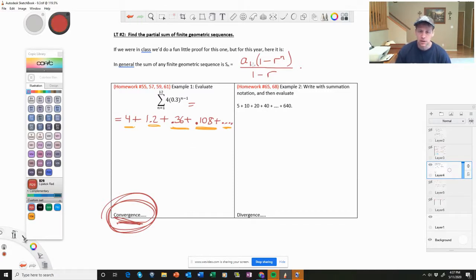Let's use our formula here, which unfortunately I did not have time to derive for you. But the sum of the first 12 terms is going to equal the first term times 1 minus r to the 12th power, divided by 1 minus r. Now, what is r? What's the number we're multiplying by each time? There it is, 0.3. And you can check it if you like. 4 times 0.3 is that. 1.2 times 0.3 is that. So it's 1 minus 0.3 to the 12th power, divided by 1 minus 0.3.